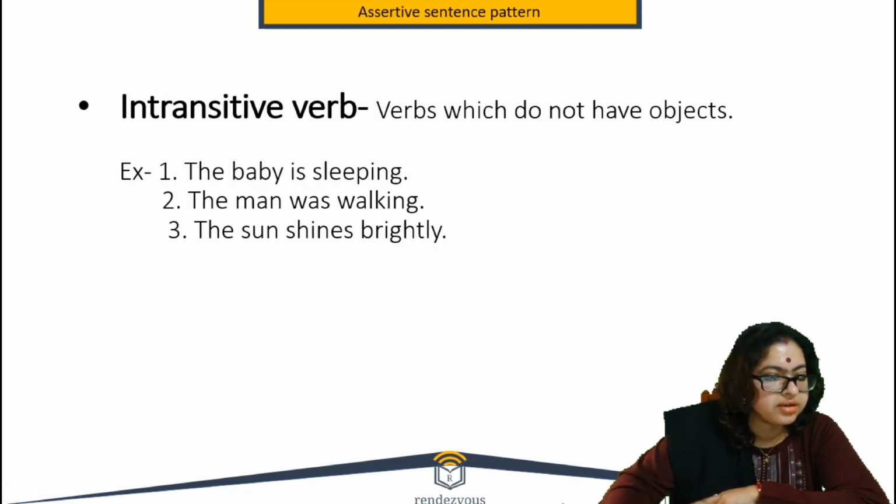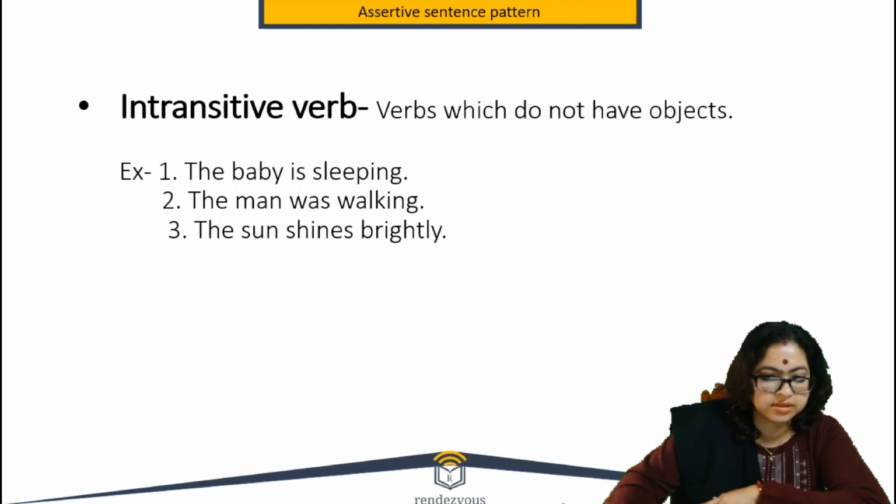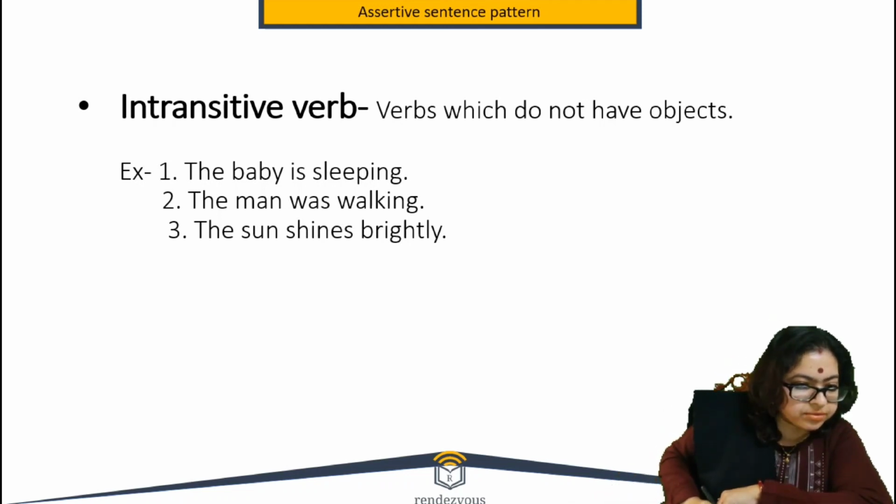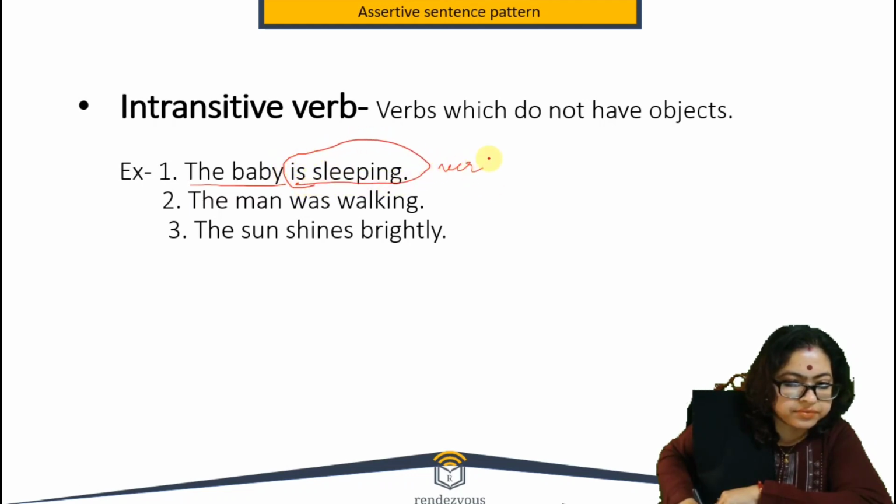And then intransitive verbs: verbs which do not take objects, verbs which do not have objects. For example, the baby is sleeping. Here the baby is the subject, is sleeping is a verb, and then there is no object; the object part is vacant.